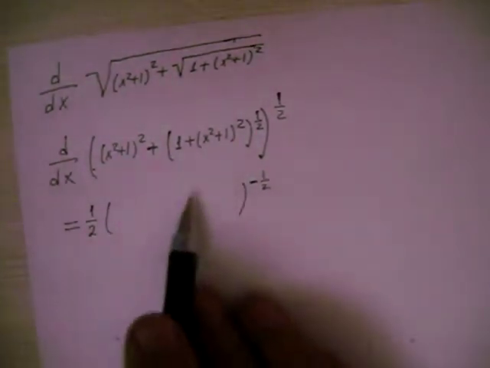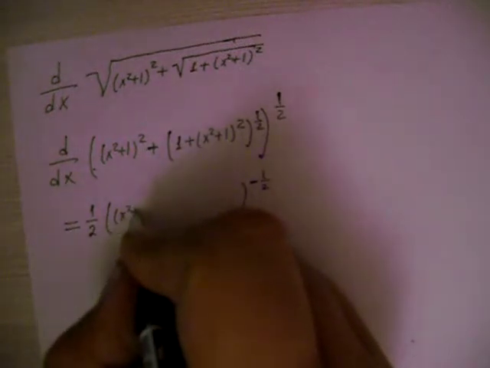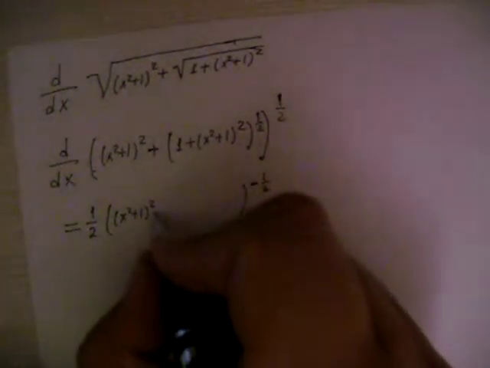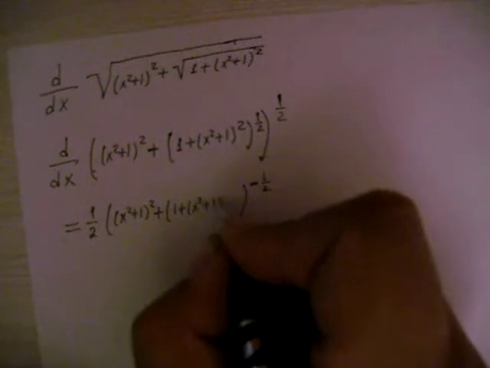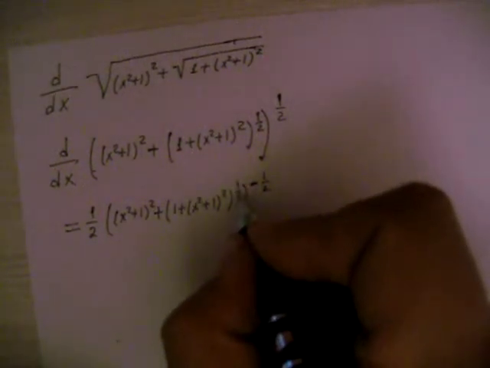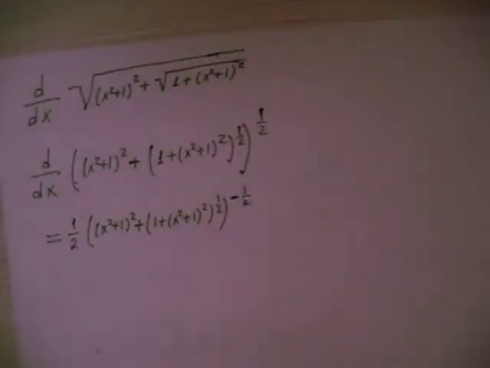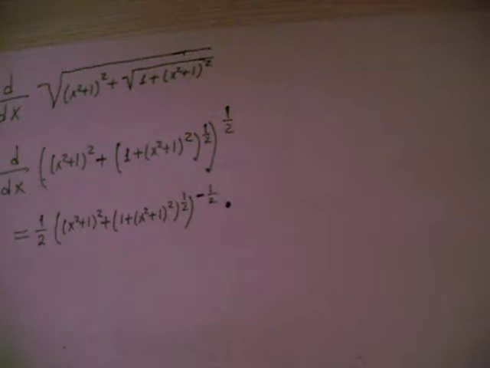And inside the parentheses we will have the same expression here. (x squared plus 1) squared, plus 1 plus (x squared plus 1) squared, and quantity also raise it to the power of 1/2. Okay, that's the derivative of outermost function, and we have to multiply this our result to the derivative of inner function. And here you must be careful.